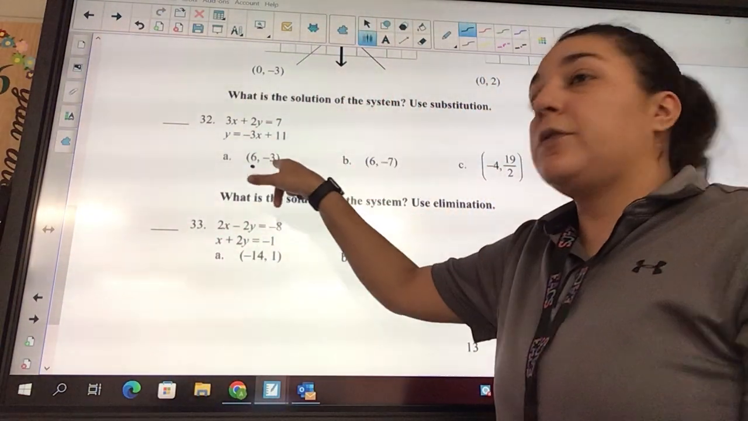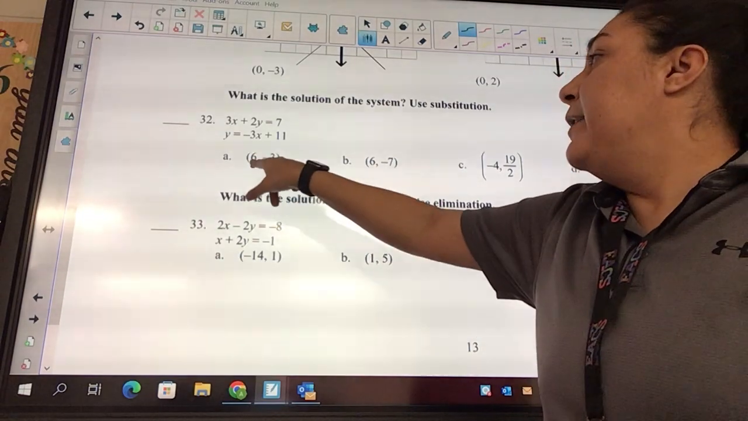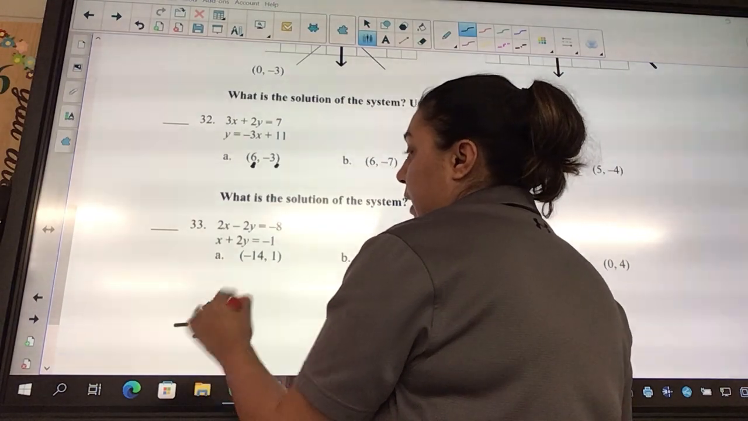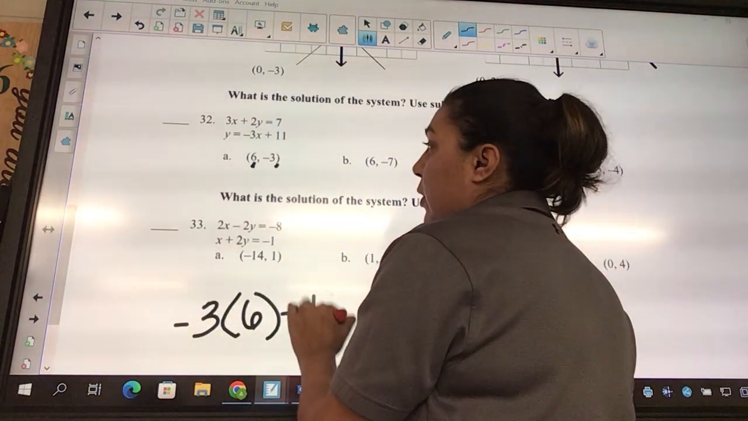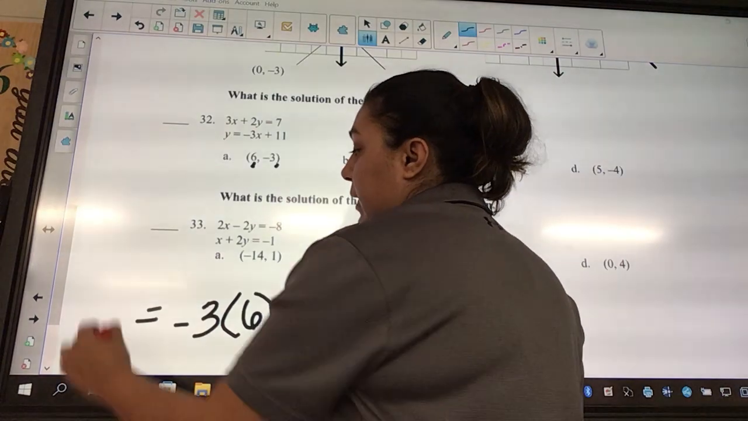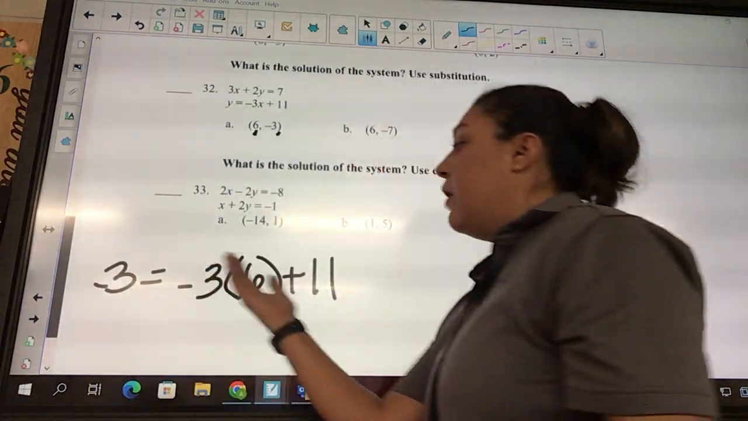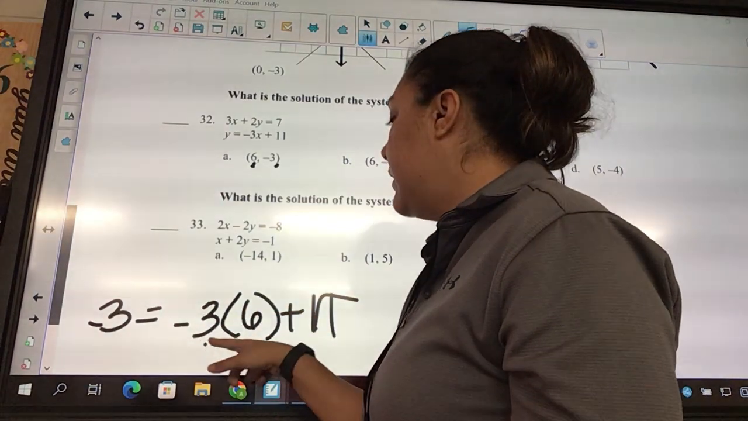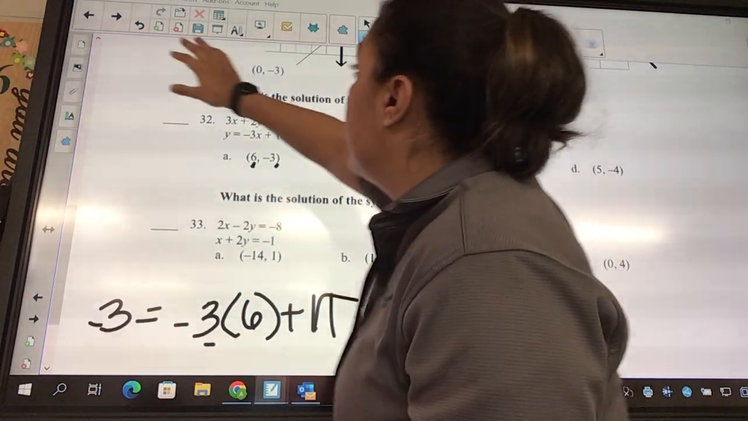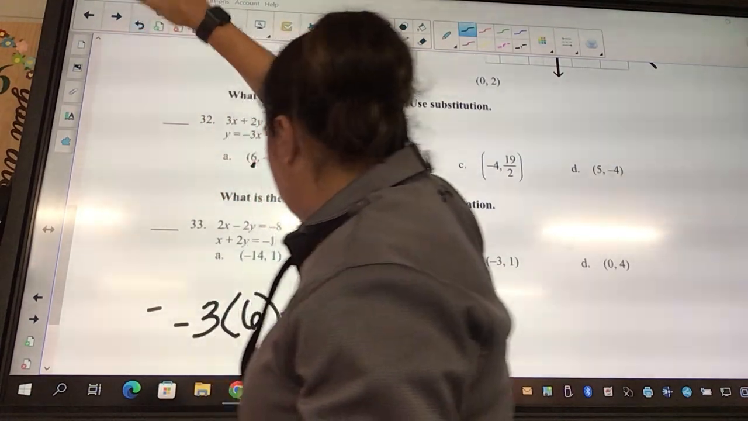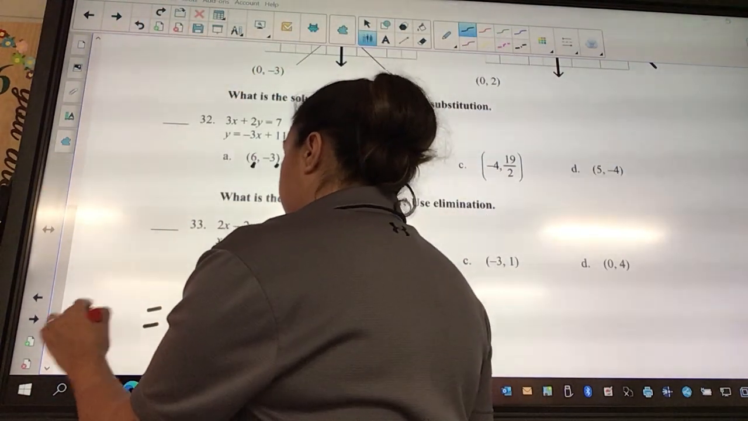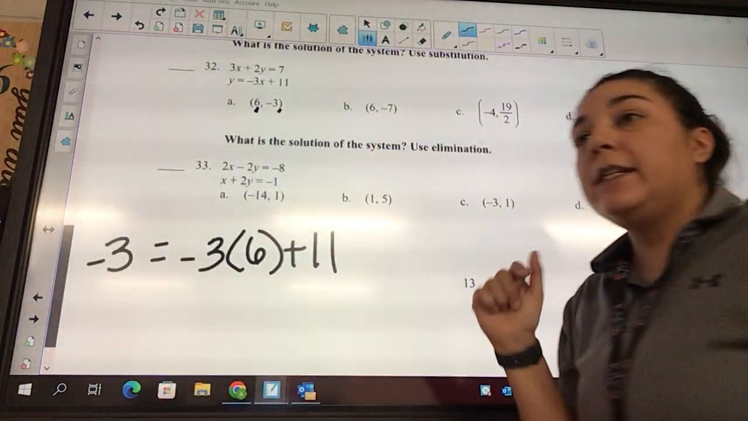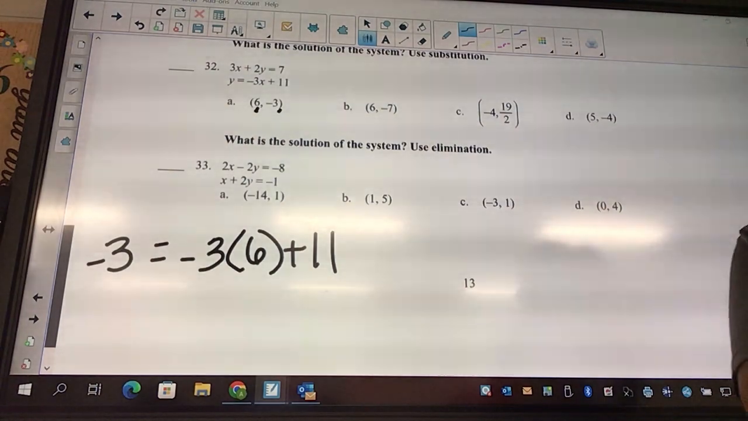Okay, see how this says 6, -3? That means x is 6. I'm going to write it down here. X is 6. And what is y? -3. So when you solve out this side, we should get -3 equals -3. So what is 3 times -6? 18. -3 times 6 is 18. What is 18 plus 11?